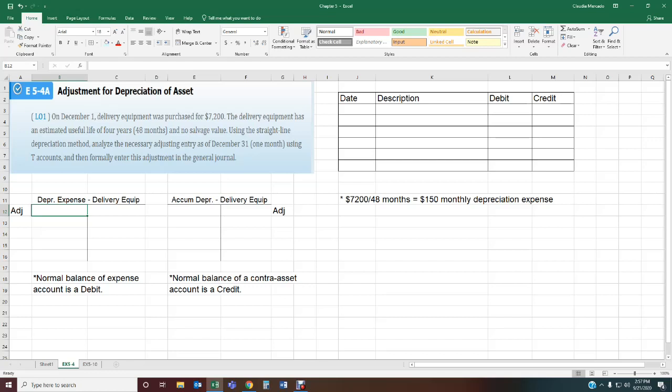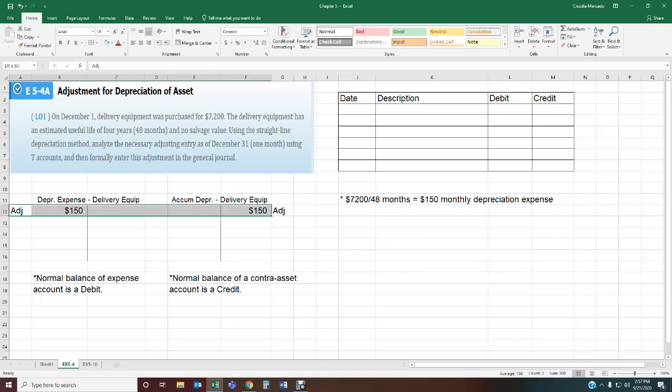The monthly depreciation is $150. So that means I am going to debit depreciation expense for $150, and I am going to credit accumulated depreciation for $150. Remember, debits must equal credits. So I have one debit, one credit.